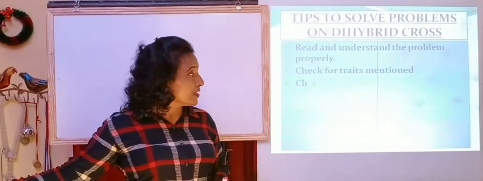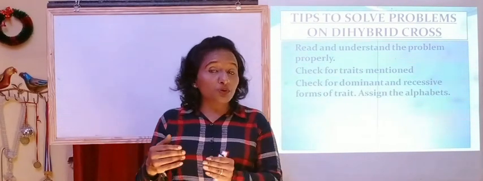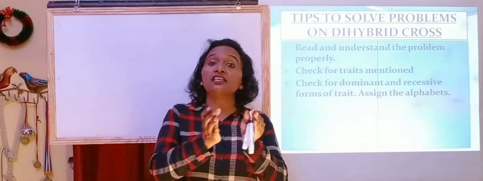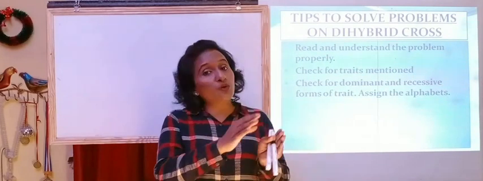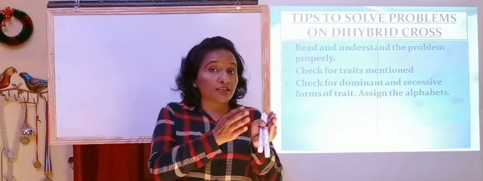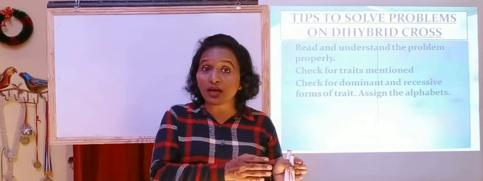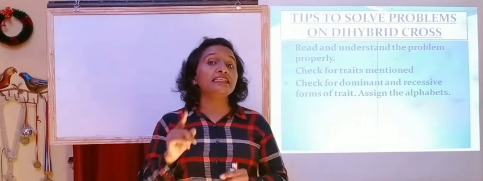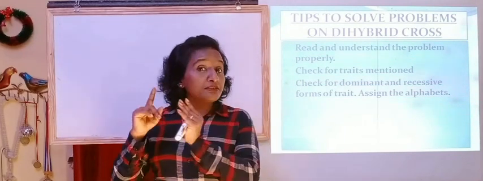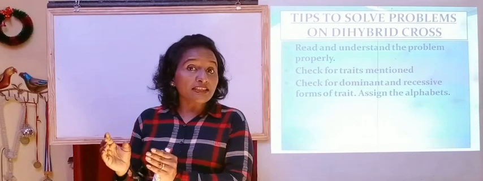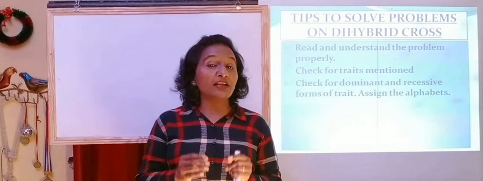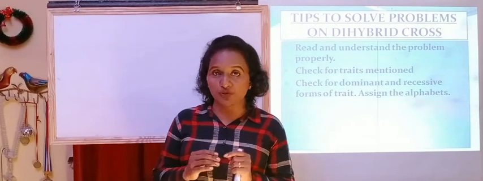Third, once we come to know what the trait mentioned in the problem is, we have to see which contrasting form is the dominant one and which one is the recessive. Once we know the respective characteristic is the dominant one, we assign the alphabet, which will be capital for the dominant, and the recessive will have the small letter or lower case with respect to that particular characteristic. This we have already learnt in monohybrid cross problems.